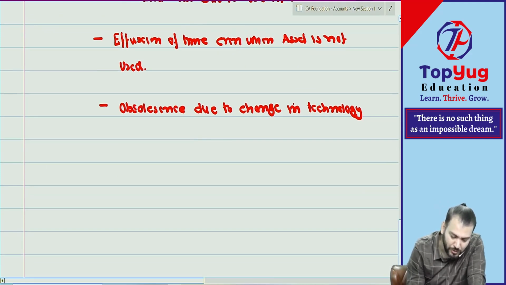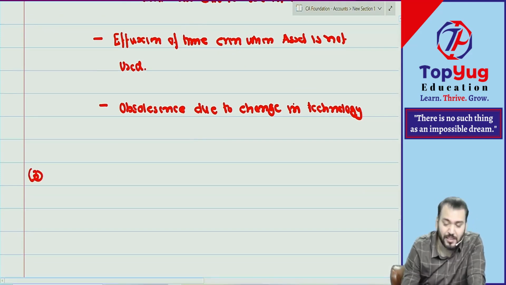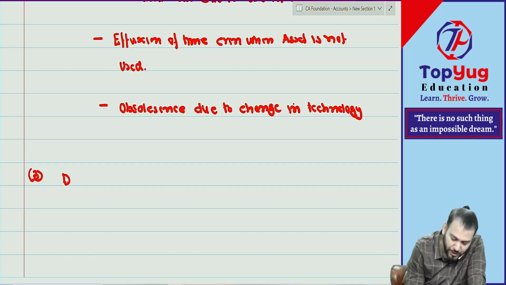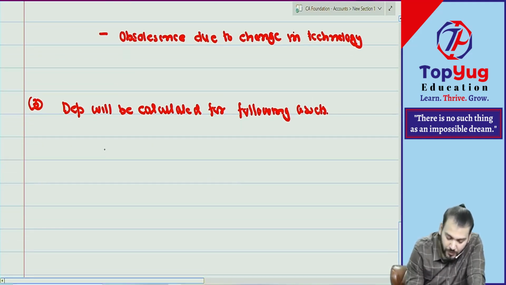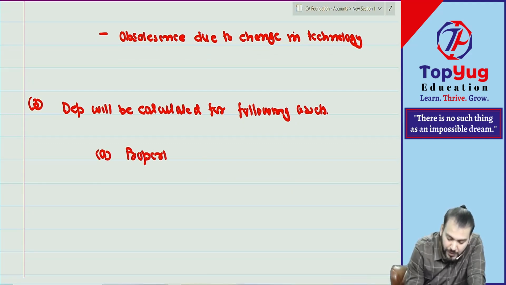Understood. Now, on which type of asset will we calculate depreciation? Depreciation will be calculated for the following assets. First one is what? Property, plant and equipment. Understood.